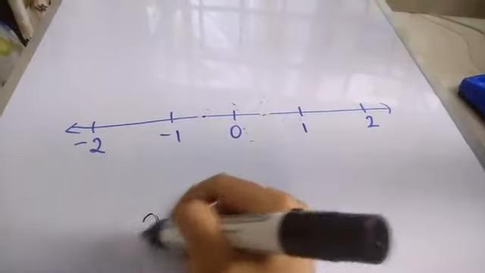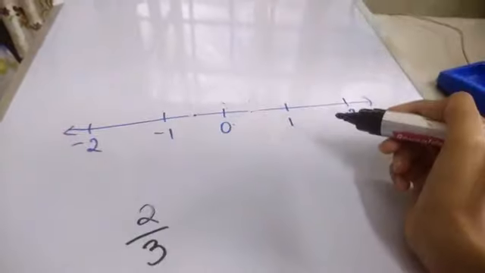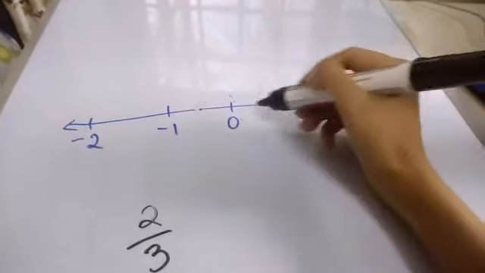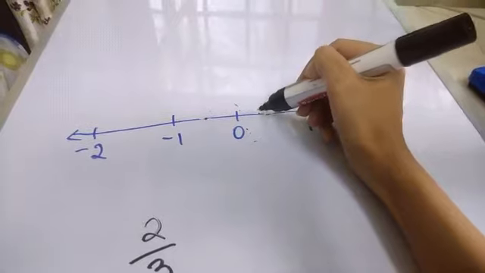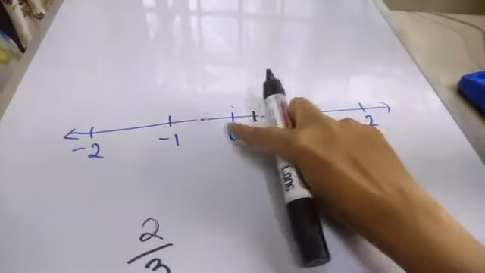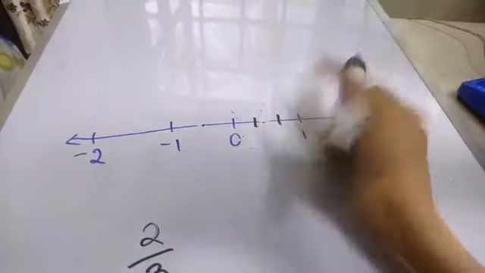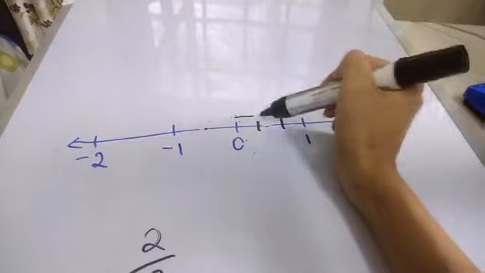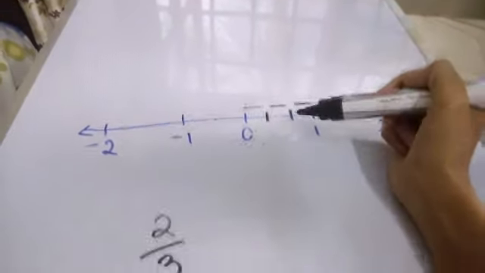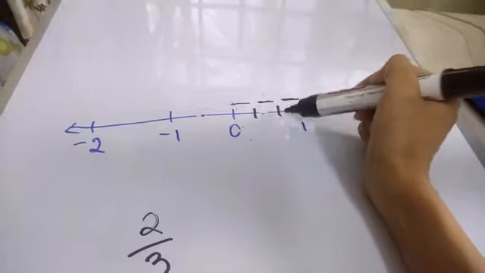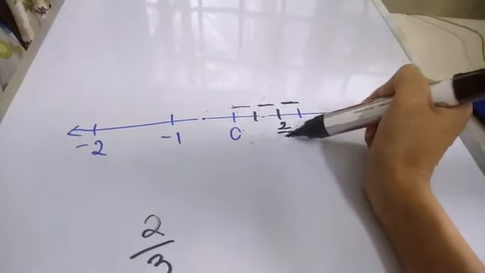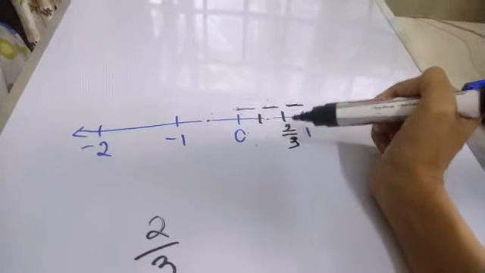Then let's say we have to find 2 by 3. How do you find 2 by 3? You have to cut the space between 0 and 1 into 3 pieces. So if you draw 2 lines, there's one piece here, one piece here, and one piece here. And you're supposed to take 2 out of those 3 pieces, which means 1, 2. This is your 2 by 3.